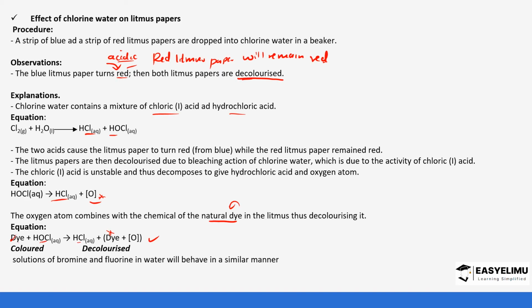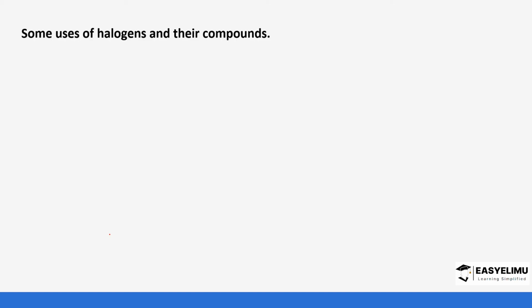So if you looked at other solutions of bromine and fluorine, they would react the same way. They also dissolve in water to form acidic solution.